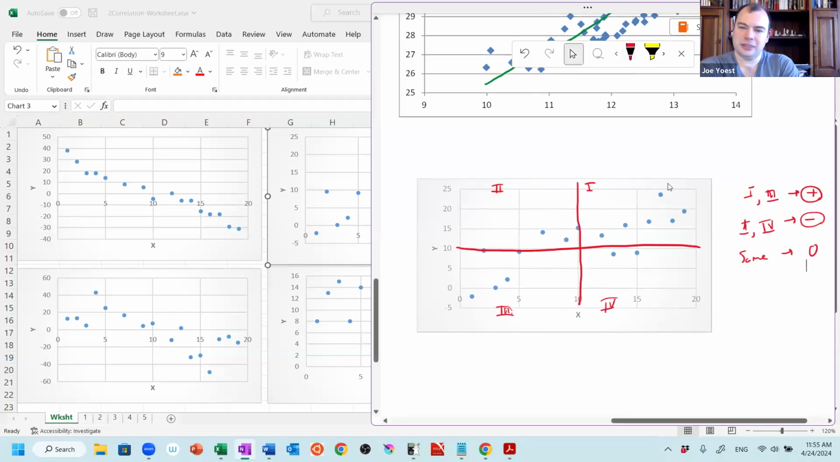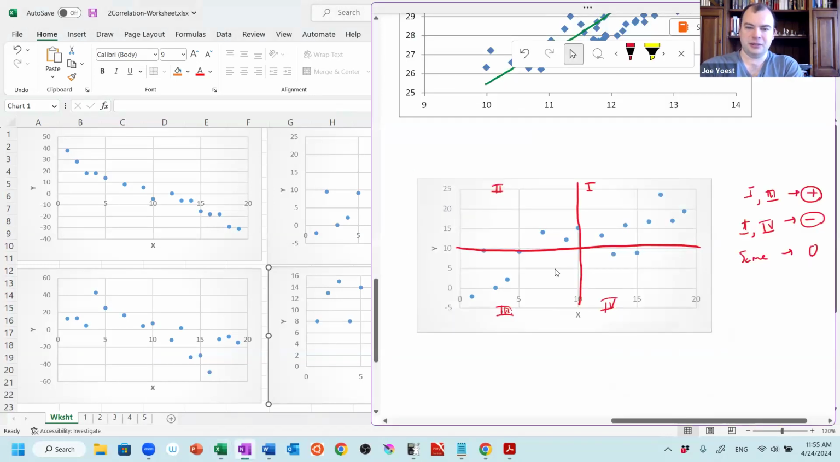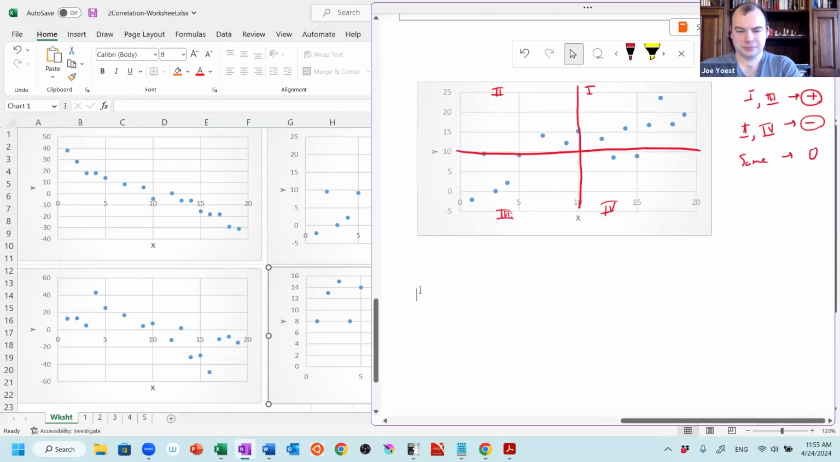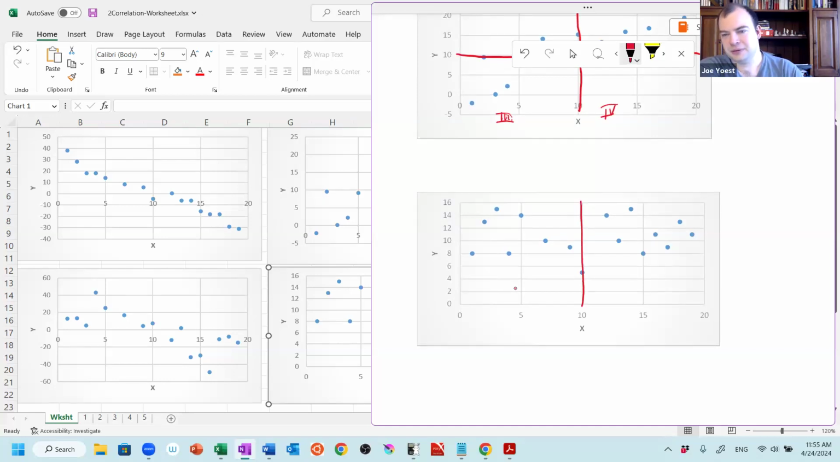And here I think most of us would agree that there is more in quadrants 1 and 3 than in 2 and 4. We should have a positive linear relationship here, as opposed to maybe something like this one, the bottom center. Here, if I take what looks like about x equals 10, y equals 8, maybe as the middle. Oh, I guess that's not really the middle, maybe 10 or so.